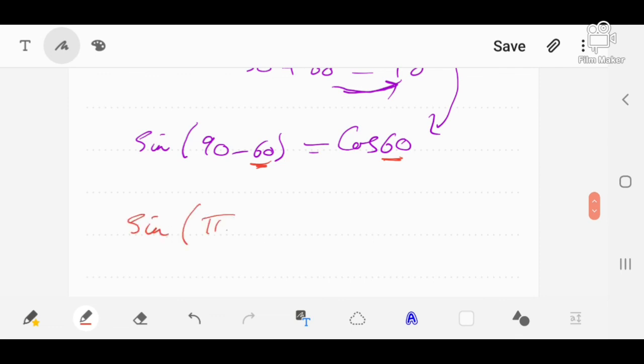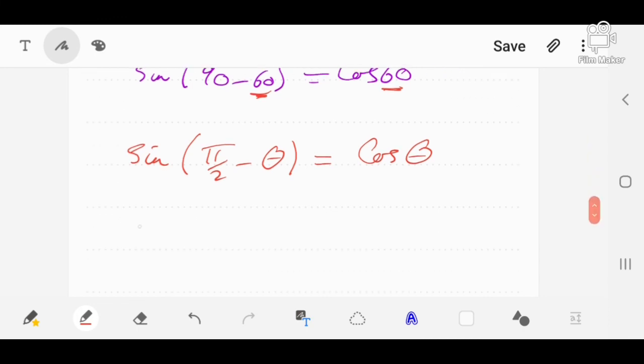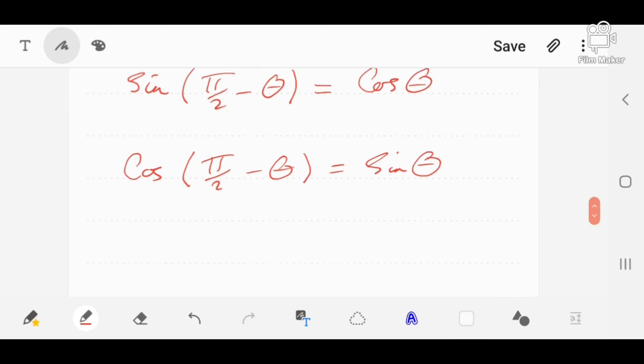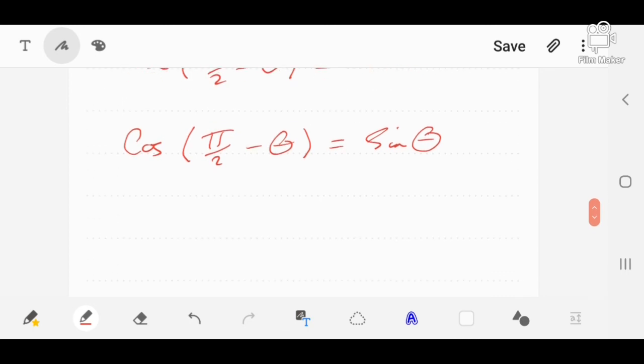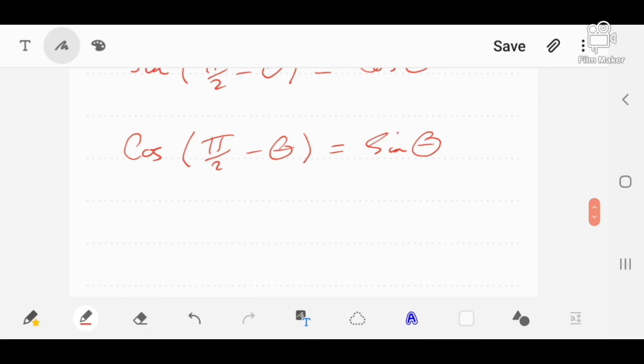And the same thing happens if I want to write it in cosine. So cosine of pi over 2 minus theta is the same as sine theta. And actually, the same thing can be applied for tan, cotan, secant, and cosecant. So you can say that tan of 90 minus theta is equal to cotan theta. Same thing for secant, cosecant, and cotan.